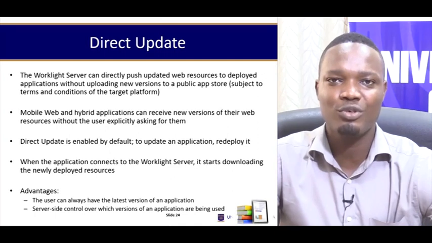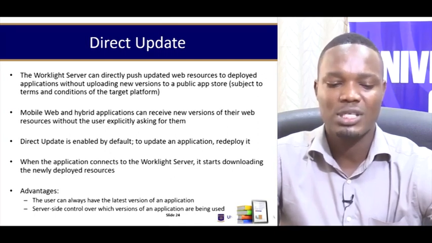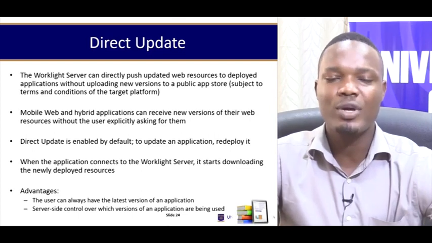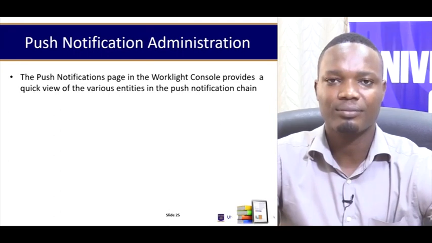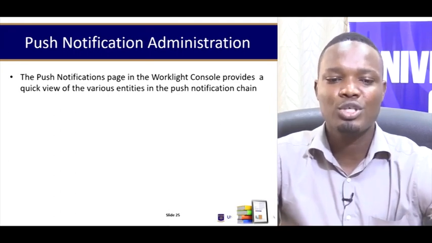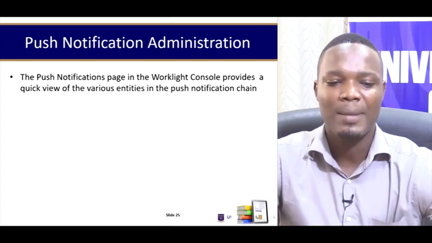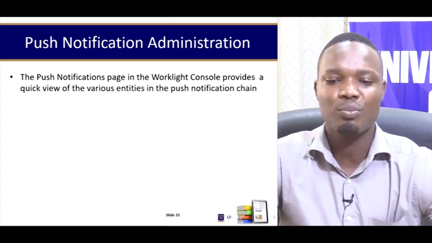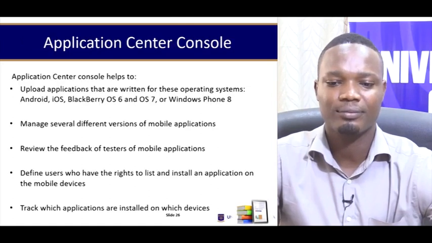The advantages of using direct updates are as follows. The user can always have the latest version of the application. The server side has control over which versions of an application are being used. Now, the push notification can also be administered using Worklight. The push notifications page in the Worklight console provides a quick view of the various entities in the push notification chain.